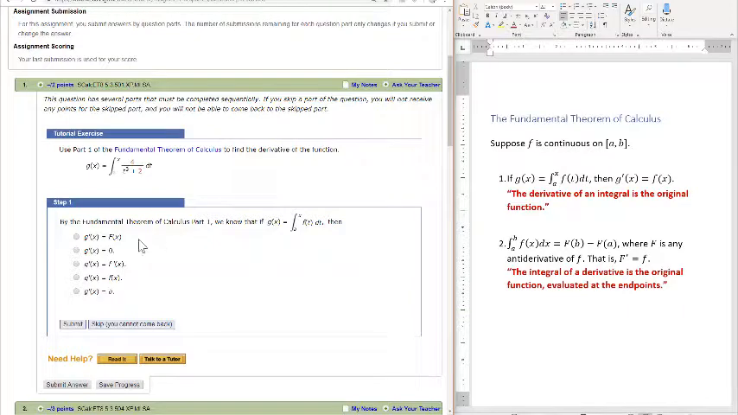Okay, according to the fundamental theorem of calculus, if g of x is equal to this integral, then the derivative of g of x is equal to that original function evaluated at x. So what they're saying is that g prime of x is equal to little f evaluated at x. It's going to have to be this option.